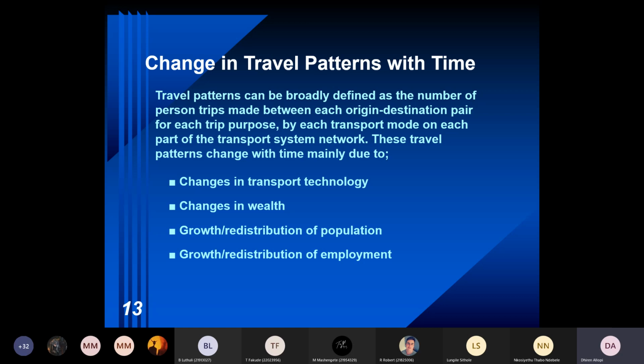Changes in wealth. The moment you have a few extra bucks in your pocket, you want to buy a motor car, isn't it? And add to the traffic congestion on the road. Okay. So we'll talk a little bit more about traffic congestion. And yes, I think some information on traffic congestion you did do in 2A as well. Factors affecting capacity. You must have done that.